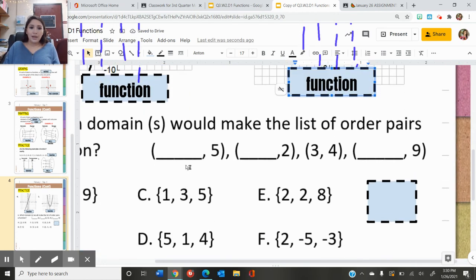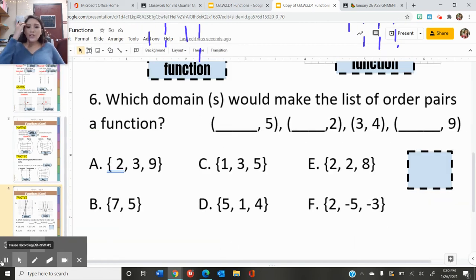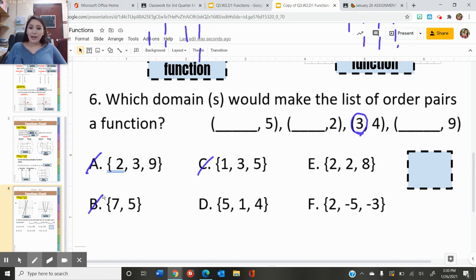Okay, let's go ahead and look at the bottom here. For number 6, it says, which domains would make the list of ordered pairs a function? So here they only gave me one x value, and that was the number 3. So in my answer choices, I should not have the number 3 in them. That being said, I can eliminate A and I can eliminate C. Now looking at the rest of them. For B, I only have 2 numbers, so that means that one of them is going to have to repeat. So that is incorrect.